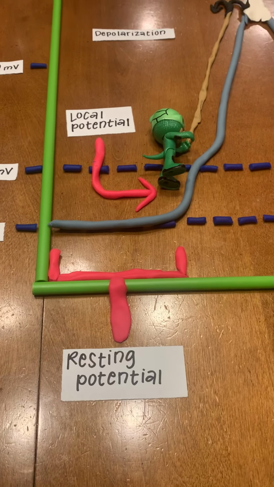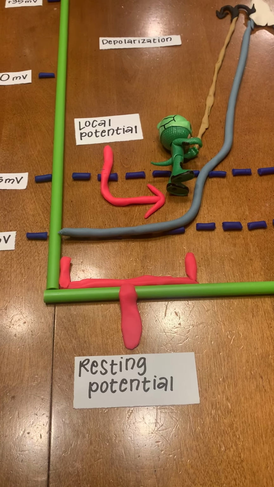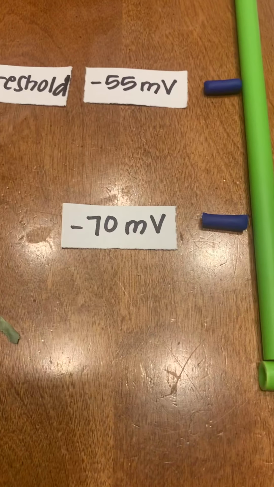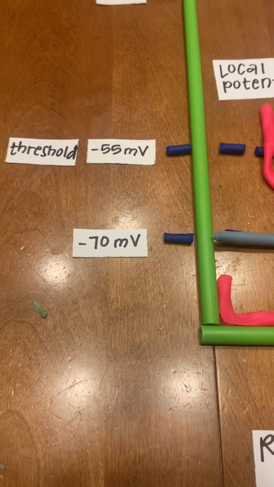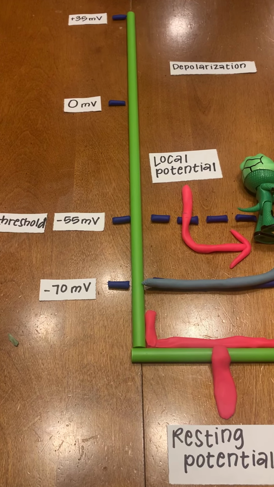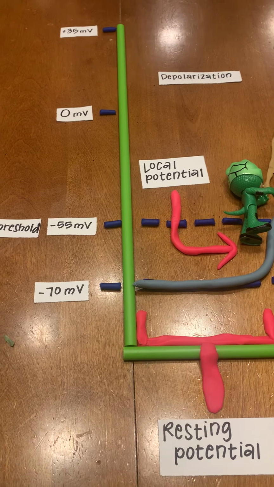So resting potential is the condition of a neuron when it's not active. A neuron's resting potential is measured at negative 70 millivolts. And when a neuron is resting, sodium is carried out of the cell and potassium is carried in via active transport.